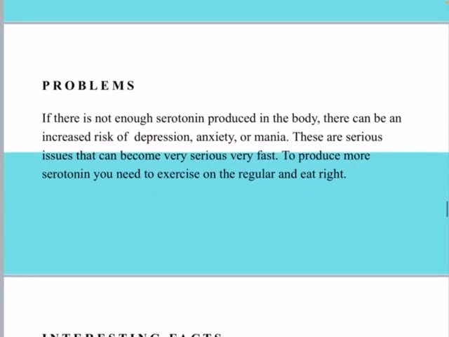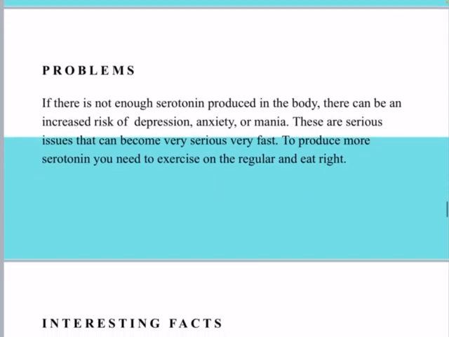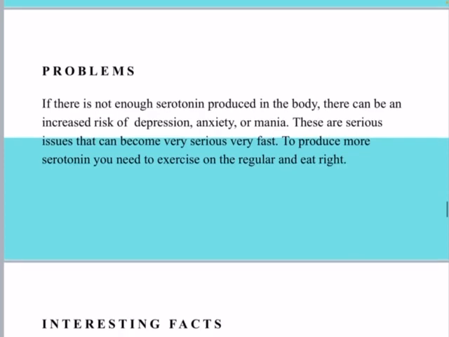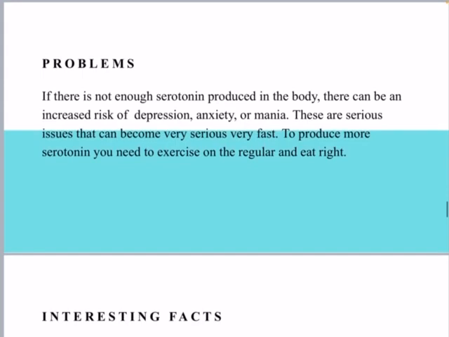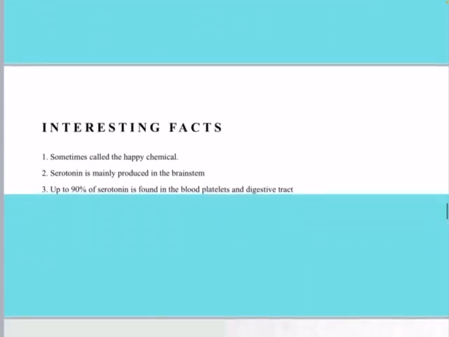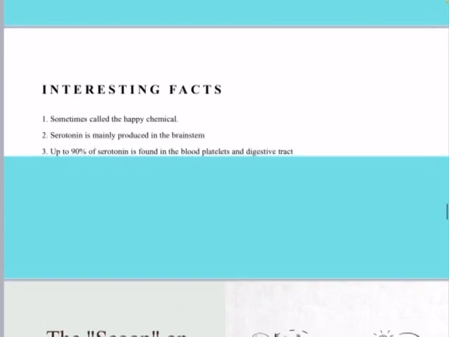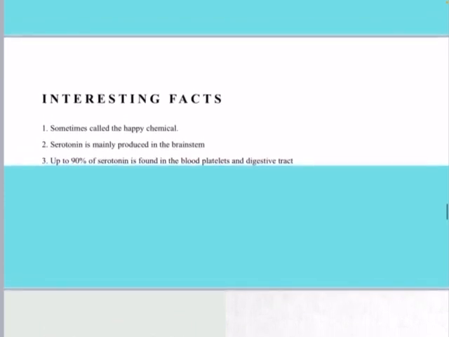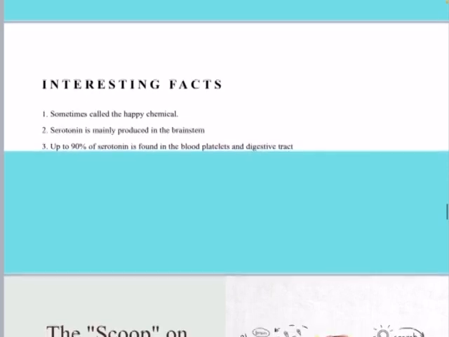Serotonin is also known as 5-hydroxytryptamine. Problems with serotonin. If there is not enough serotonin produced in the body, there can be an increased risk of depression, anxiety, or mania. These are serious issues that can become very serious very fast. To produce more serotonin, you need to exercise regularly and eat right. Interesting facts. Sometimes called the happy chemical, serotonin is mainly produced in the brainstem, and up to 90% of serotonin is found in the blood, platelets, and digestive tract.